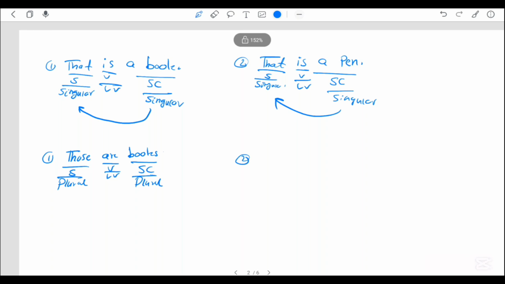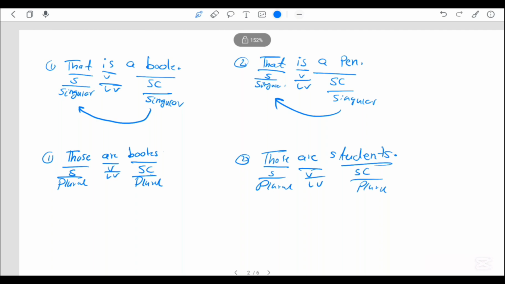And the second example for those, let's say, those are students. There is a group of students standing over there, and you say those are students. So this is the subject, this is plural, verb, linking verb, students is the subject complement, also plural.